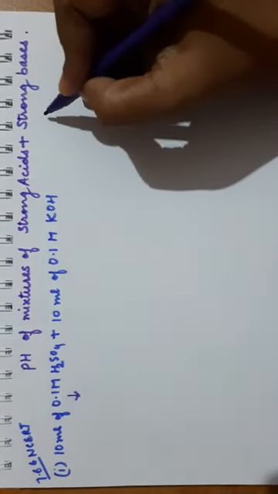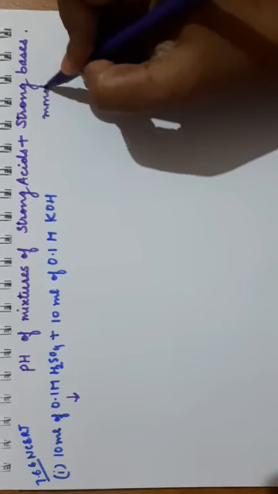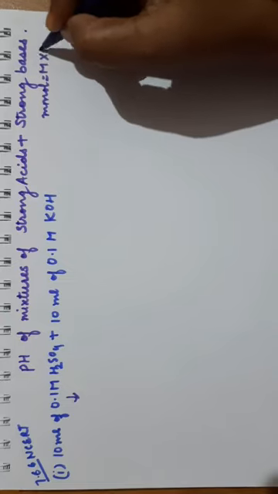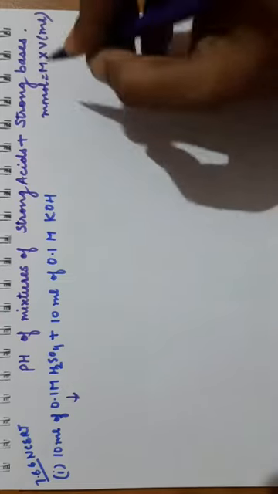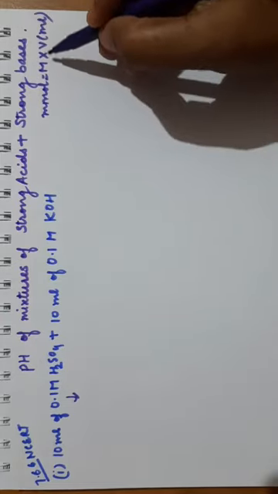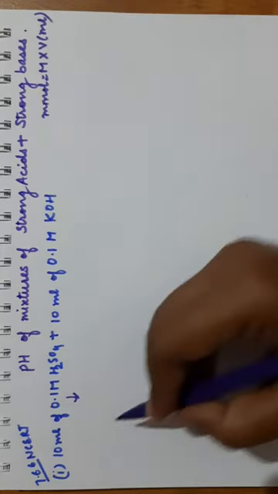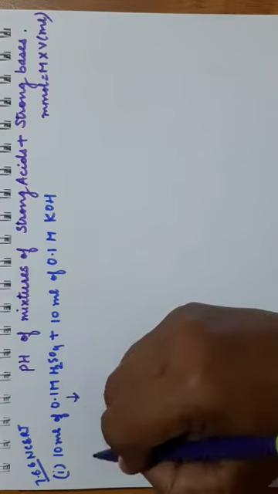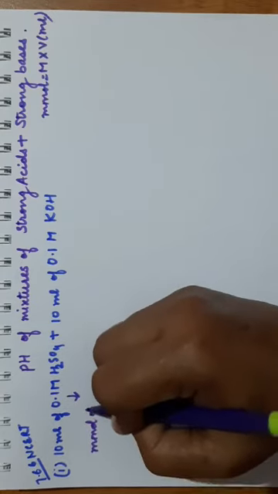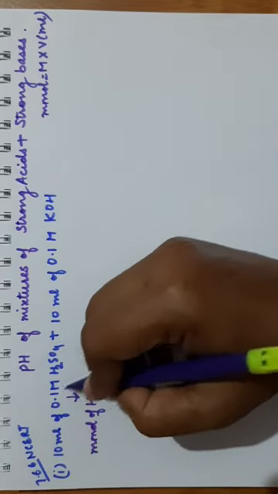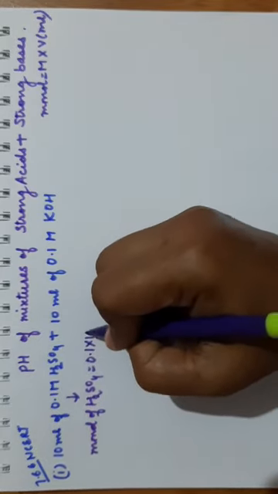You must know that millimoles is equal to molarity into volume in ml. Moles is equal to molarity into volume in liter. Millimoles will be molarity into volume in ml. So we will calculate the millimoles of H2SO4. Millimoles of H2SO4 from here will be equal to molarity into volume. So molarity is 0.1 into 10.